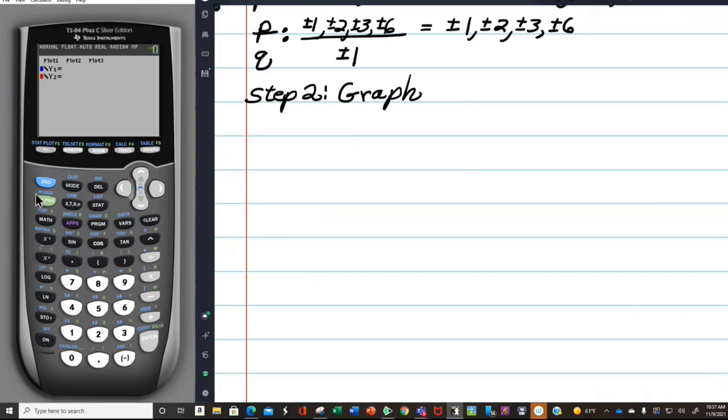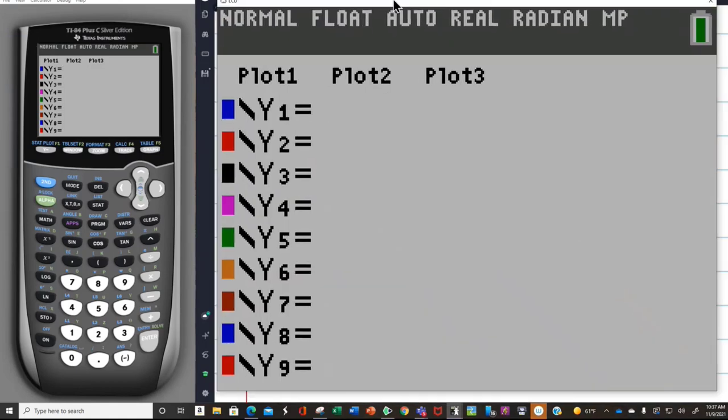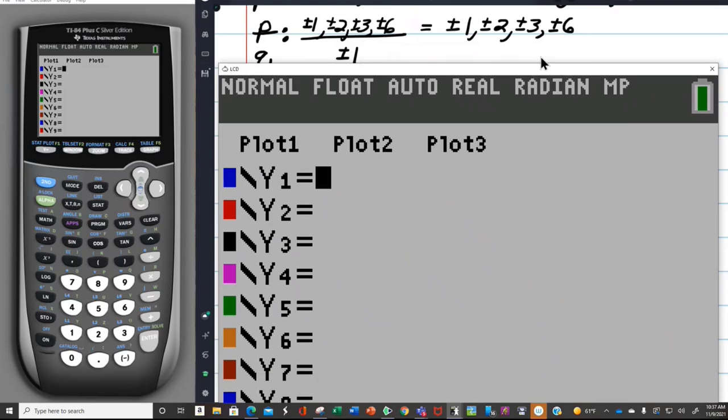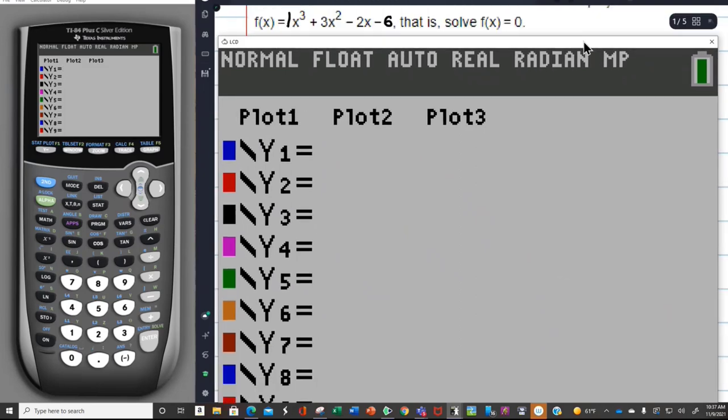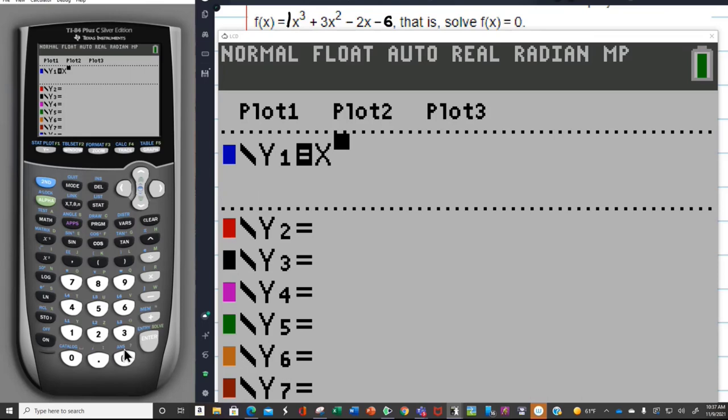I'm going to go to y equals, and I'm going to show the large viewer so that it will be easier for you to see. There now. Oh, right. Well, I do have to see what I'm graphing, don't I? There it is. Okay, so x caret 3, right arrow key, plus 3x squared minus 2x minus 6. And I'm going to graph that.